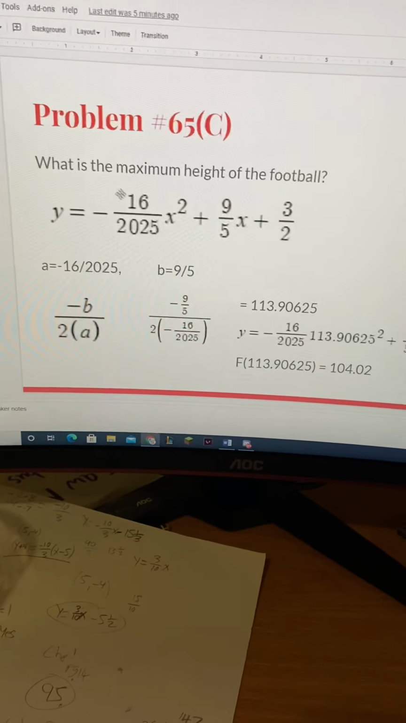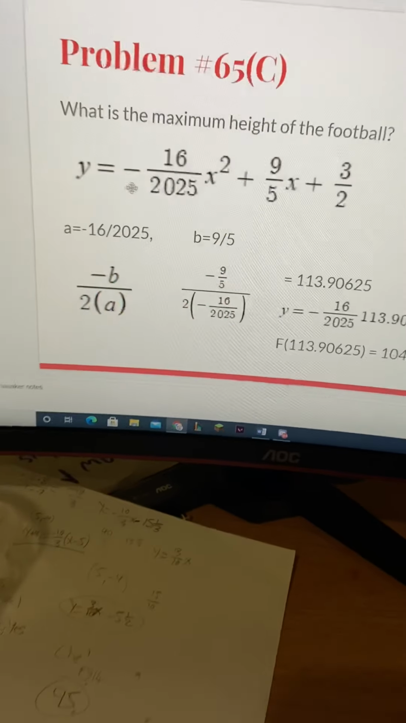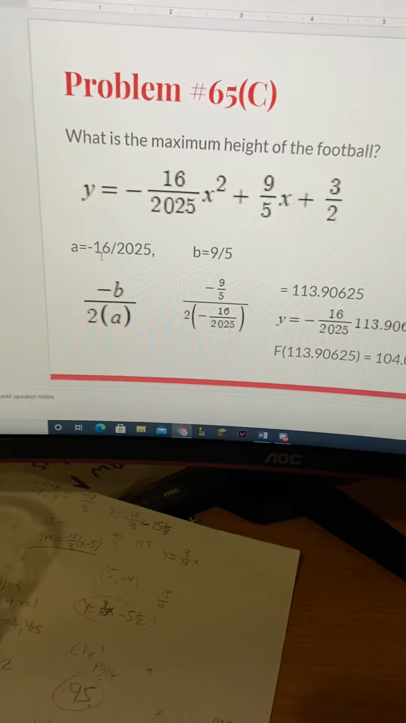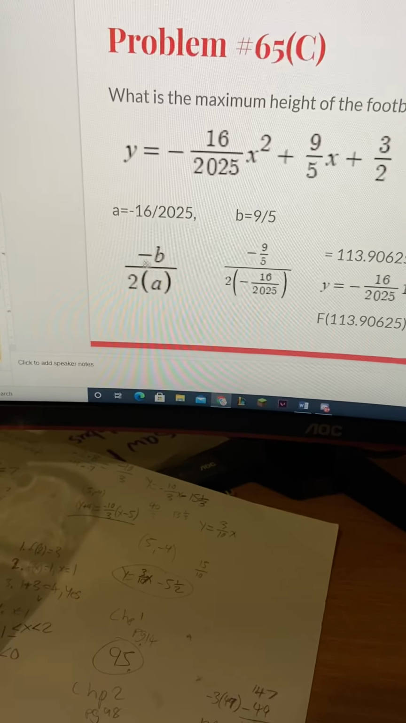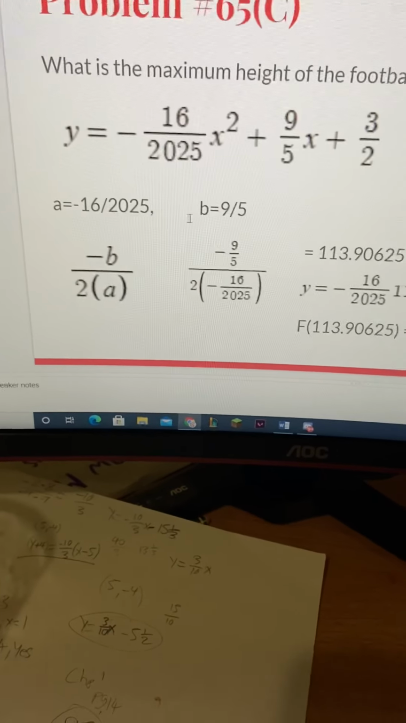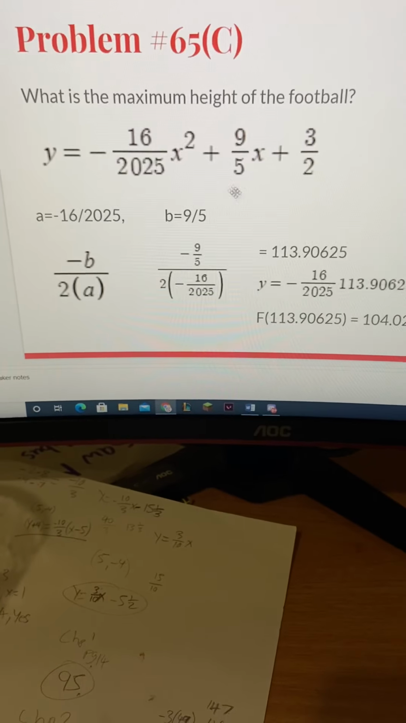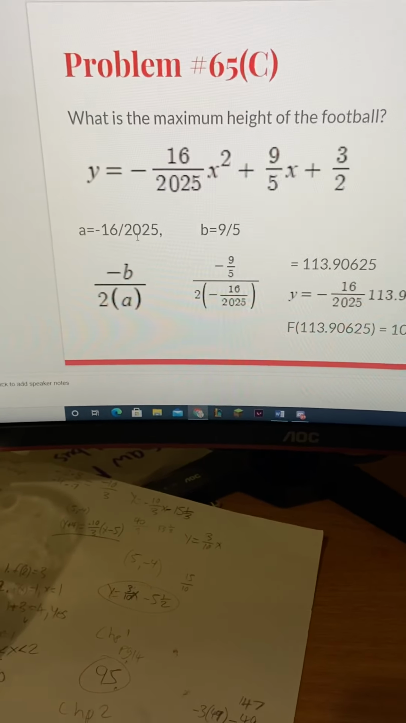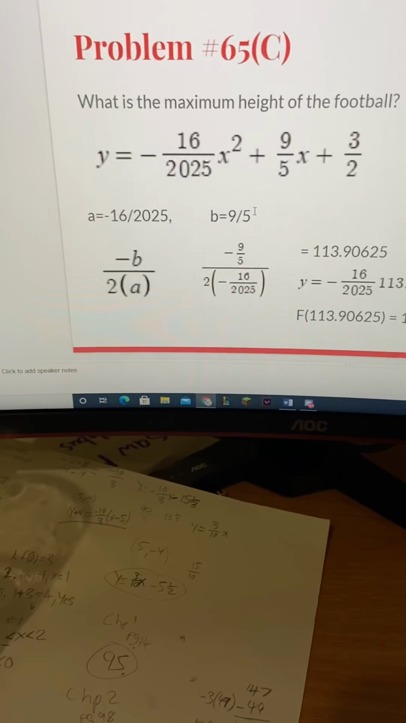Part C, what is the maximum height of the football? Here's the equation. For this part, we're going to need to find this. We have A and B. A is the coefficient of the first term, negative 16 over 2025. B is the coefficient of the second term, and B is 9 over 5.